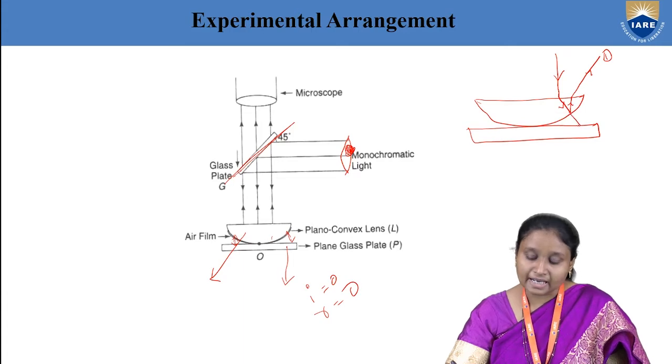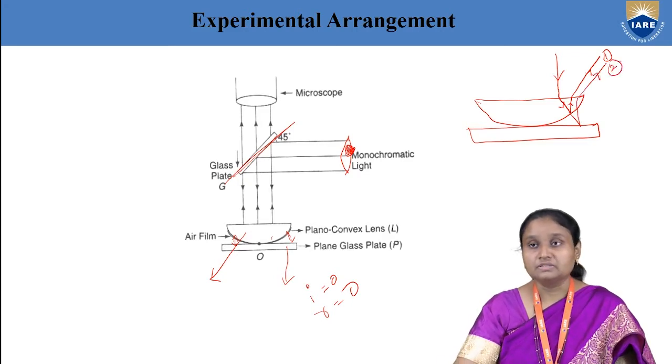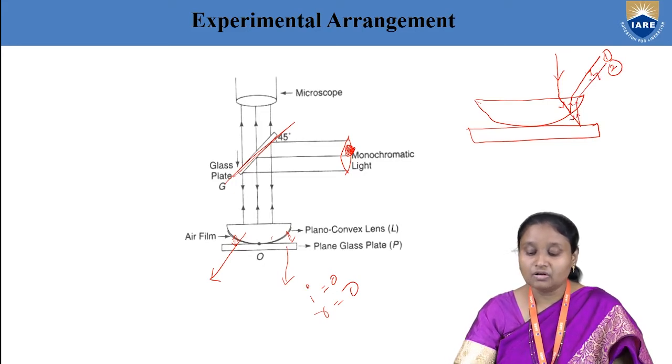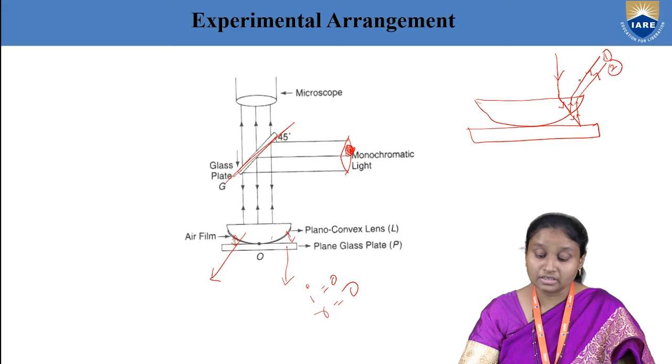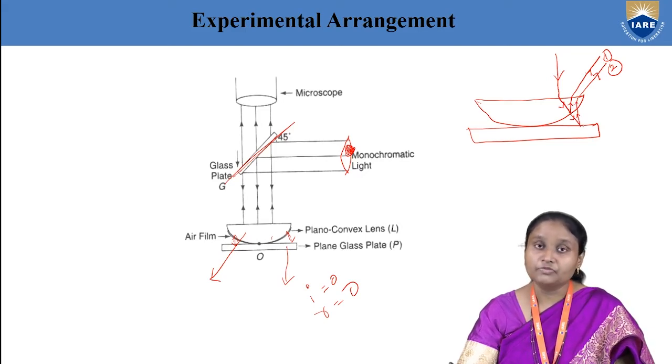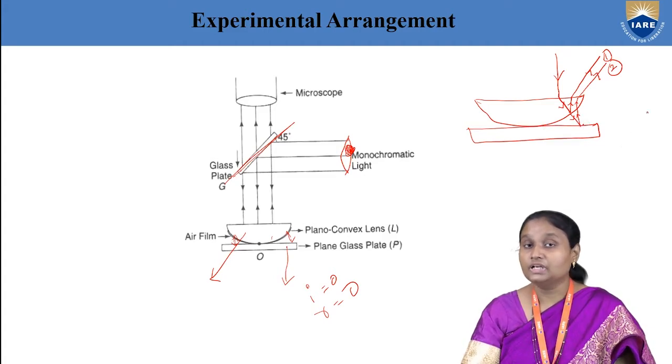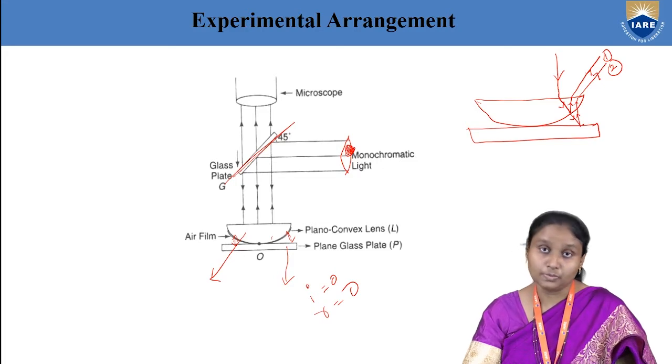And then again at the bottom surface of the air film, our light gets reflected and comes out like this. So now I have two reflected rays, 1 and 2. As you can see, ray 1 is coming from the top surface of the air film, and ray 2 is coming from the bottom surface of the air film. Now this light reflected from the top and bottom surface of the air film will superimpose.